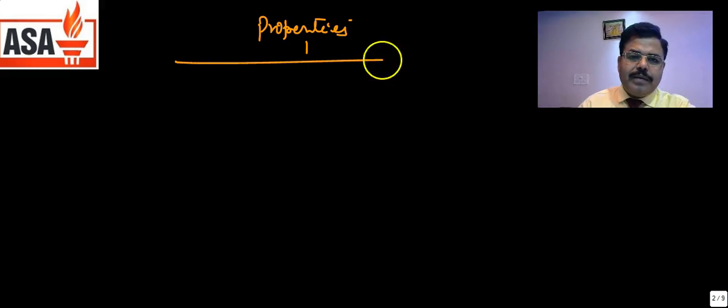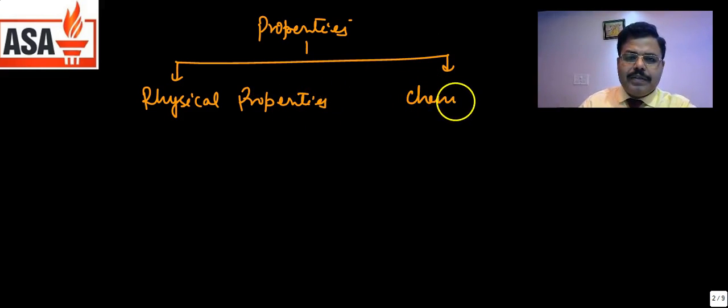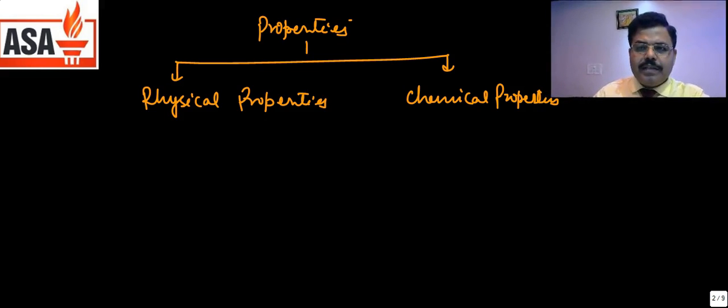Properties are of two types. One is called physical properties, and another is called chemical properties. Right, so physical properties and chemical properties. Got it? These are the two different types of properties of a substance.